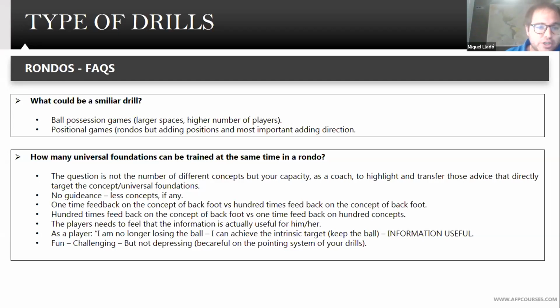So all these are very important considerations, because it's a really frequently asked question. How many foundations, how many universal concepts do you train at once? My answer: it depends on your capacity to deliver, but keep in mind that to deliver, you really need to know that it requires more than one time to tell the information to the player.